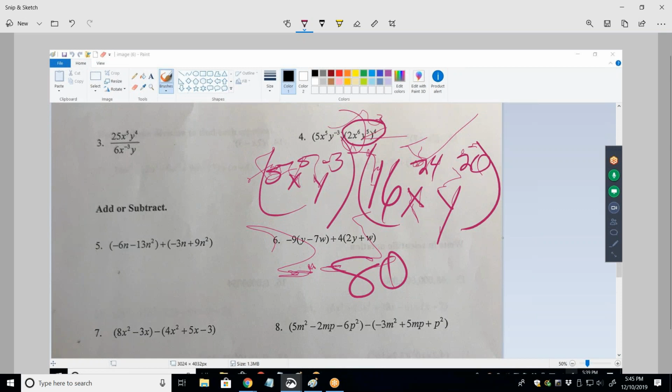What's the x variable? X to the 5th times x to the 24th. X to the 29th. You are adding the exponents.